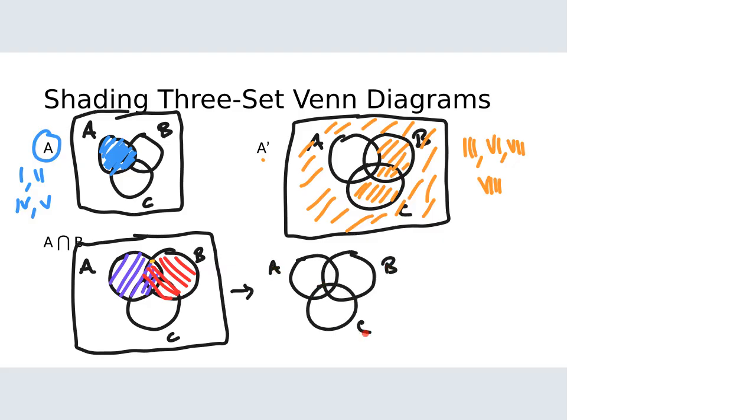I have A, B, C. I have my universal set. And over here on the right, all that's going to be colored in to be the answer is right here. And that's regions 2 and 5.